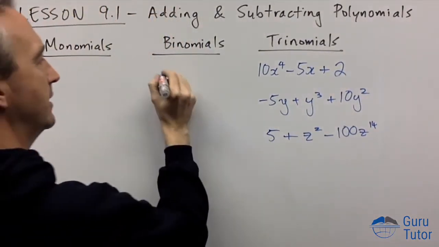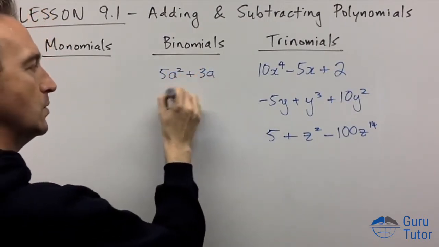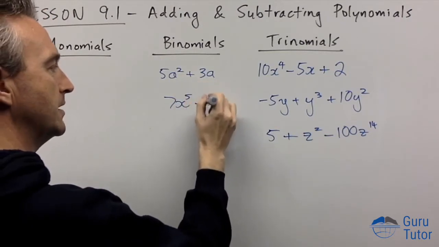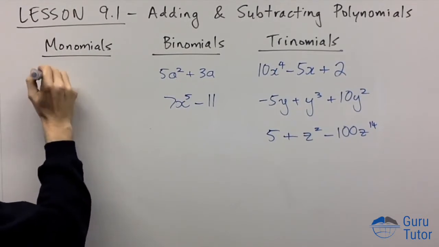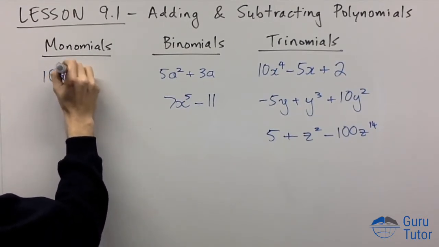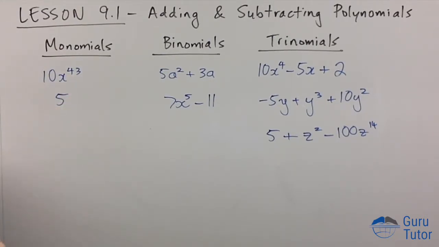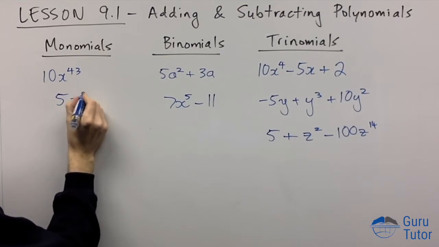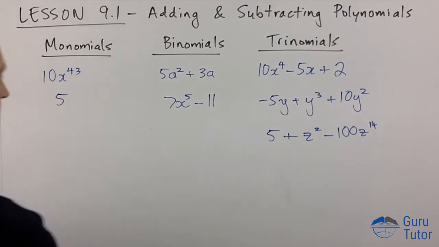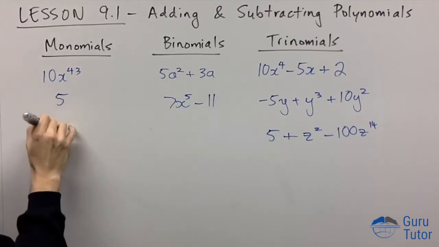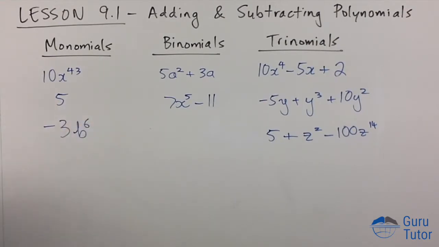Binomials is two terms, so like 5a squared plus 3a. Or 7x to the power of 5 minus 11. Okay, you've got two terms. And a monomial is just one term. For example, 10x to the power of 43. Or 5. That number 5 is actually a polynomial. It's kind of like 5x to the power of 0. Right? But that does actually count as a polynomial. We would say it's like a constant value. And minus 3b to the power of 6. Okay, that could be a monomial as well.